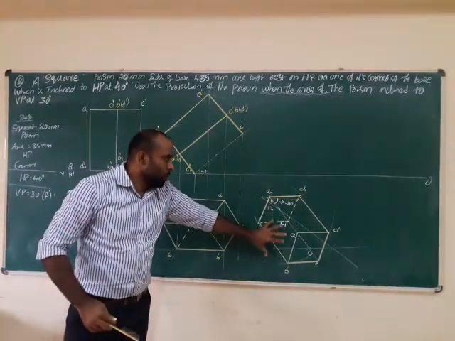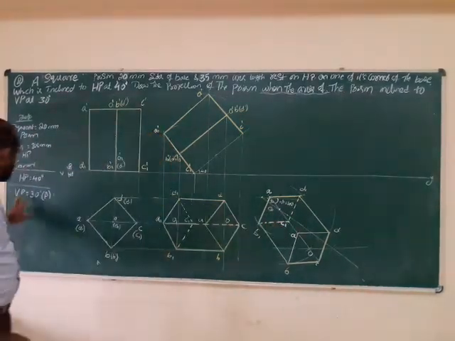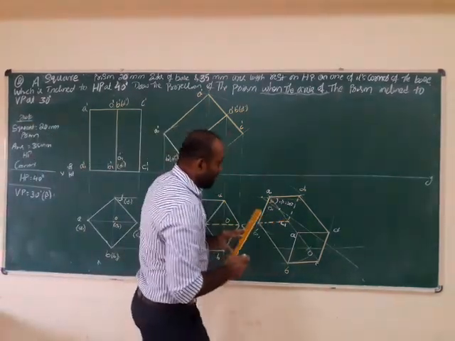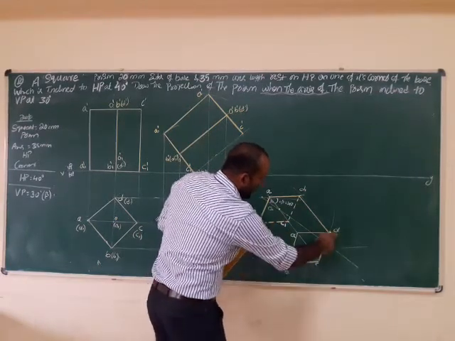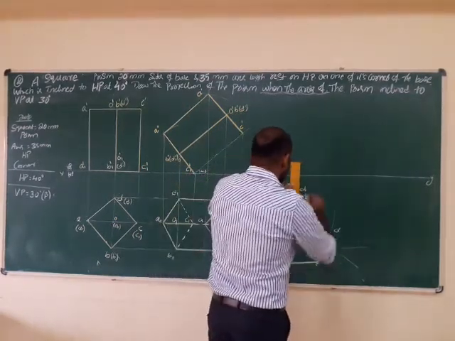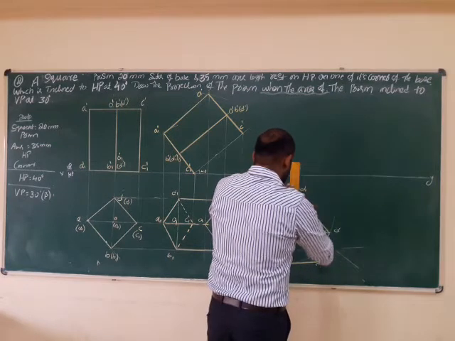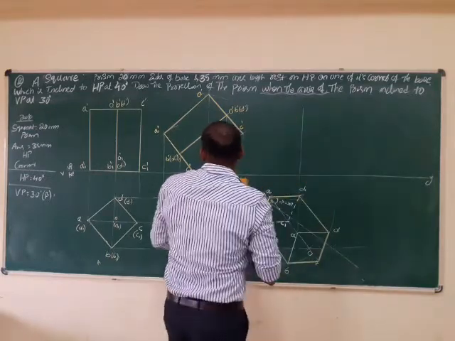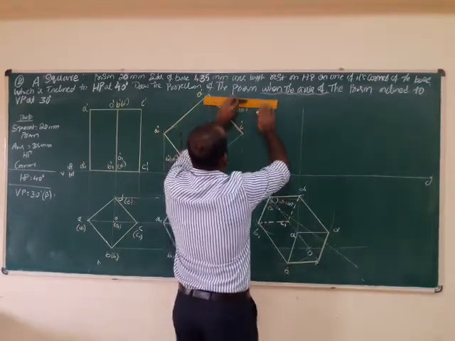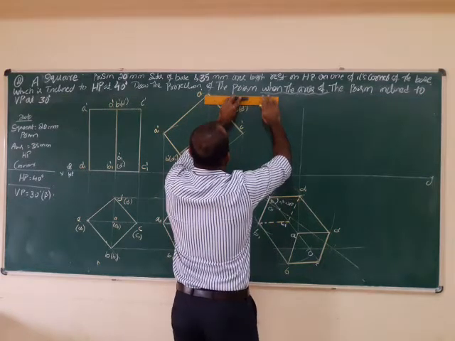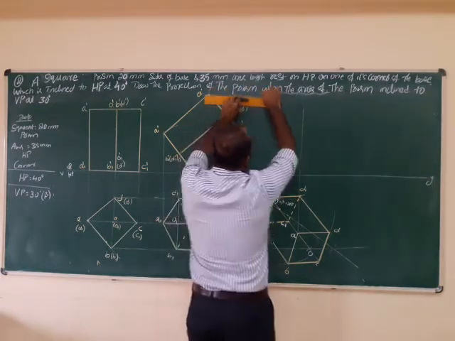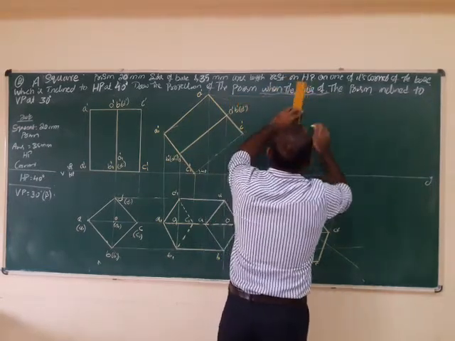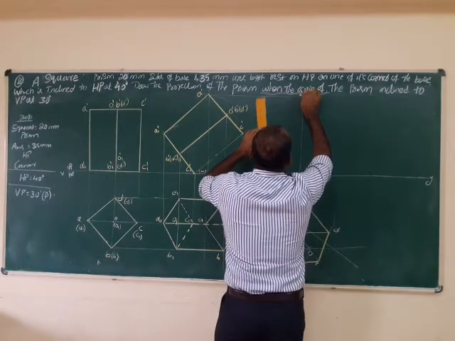But this step is below the XY line, meaning HP, but I want it in VP. So that's why I have to project. First I will take A, B, C, D. A needs to be projected. In that point, the last line is called A. A dash.